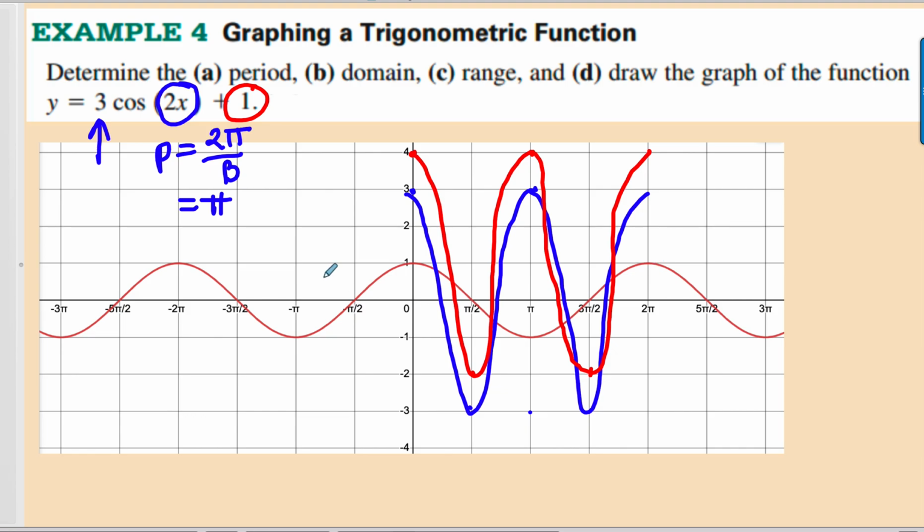Okay, so now we can answer the question about the period. The period is pi. The domain is going to be all real numbers. And the range is going to be -2 to 4. So it kind of pushed all the way up to 4.